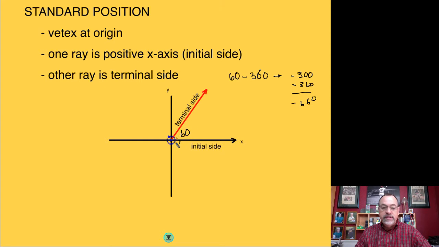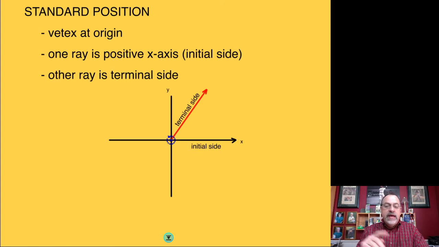Again, it started at 60 and it went around one time and then went around another time and stopped here. That would be a negative 660 degrees. That also would be coterminal with a 60-degree angle. So to determine coterminal angles, if I want a positive coterminal angle, I simply add 360 degrees as many times as it takes me to get a positive value for an angle. If I want a negative coterminal angle, I simply subtract 360 degrees as many times as I need in order to give me a coterminal angle.